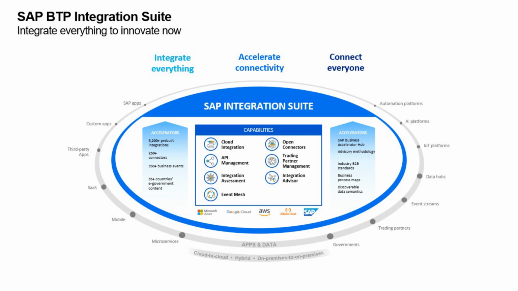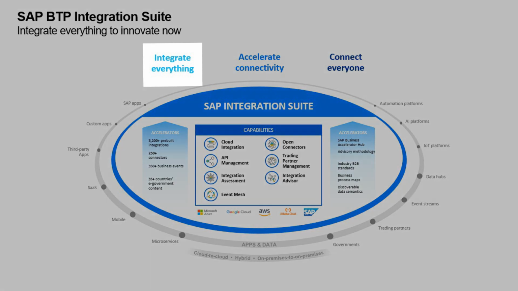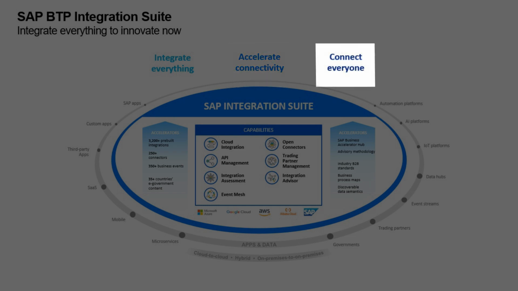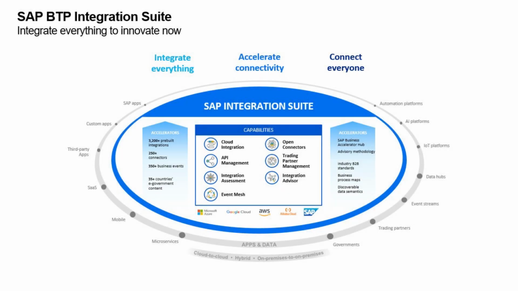SAP BTP Integration Suite is a powerful solution designed to integrate seamlessly, accelerate connectivity, and connect everyone and everything across your enterprise. The Integration Suite has many capabilities, including a robust runtime for integrations, API management, event mesh, and several design time tools to accelerate integrations, such as the Integration Content Advisor for EDI integrations.